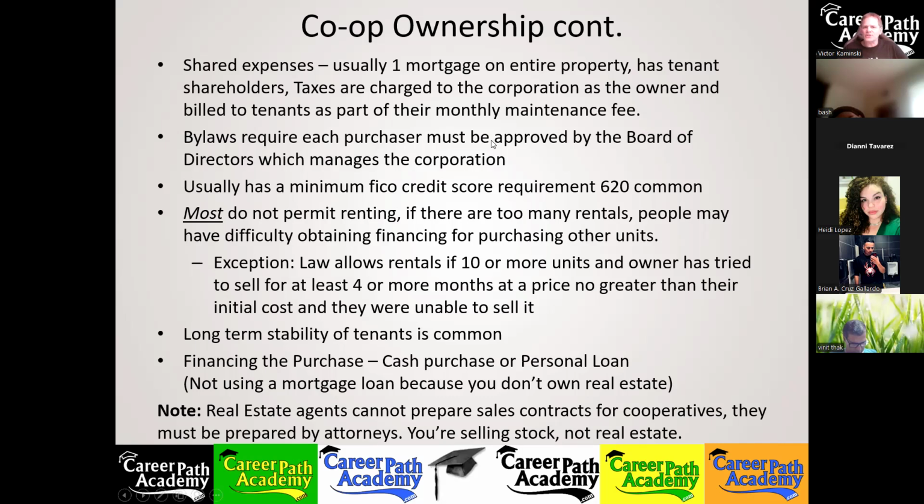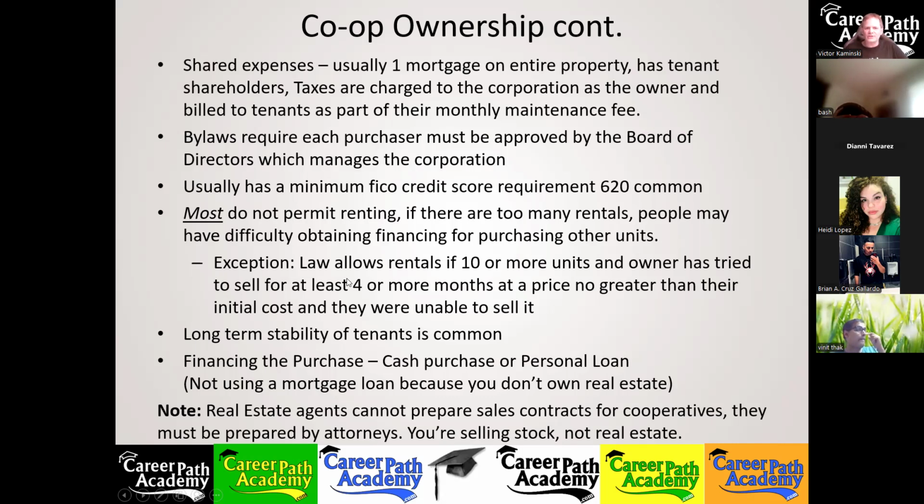Bylaws require each purchaser must be approved by the board of directors, which manages the corporation. Usually a minimum FICO credit score requirement of 620 is common. Most do not permit renting. If there are too many rentals, people may have difficulty obtaining financing for purchasing other units.